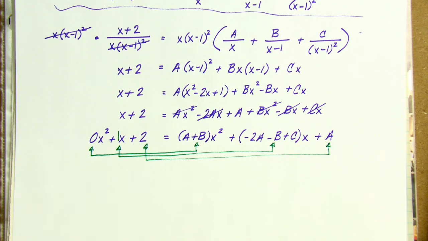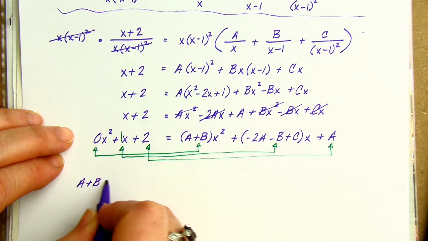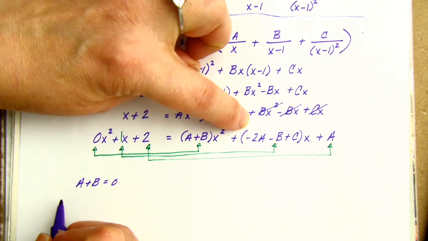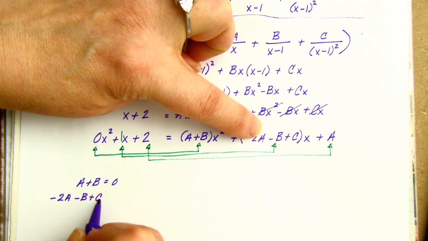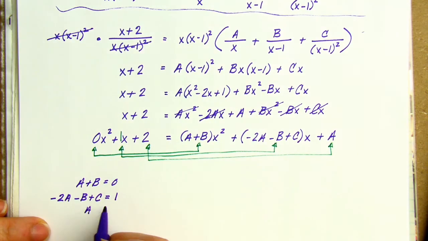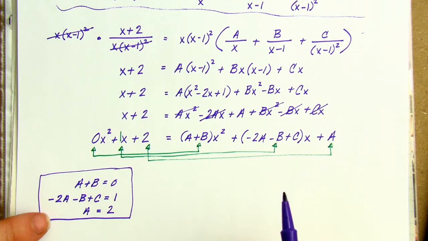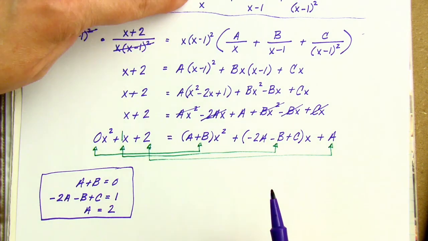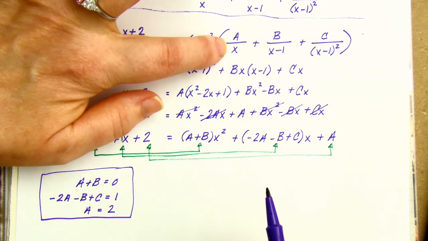So I'm going to write the system, and I encourage you to write the system as well. A plus b equals 0. Negative 2a minus b plus c equals 1. And a is 2. Remember, I have to find a, b, and c, so I can substitute back up here in the top to write the partial fraction decomposition, right here, into these, a, b, and c.